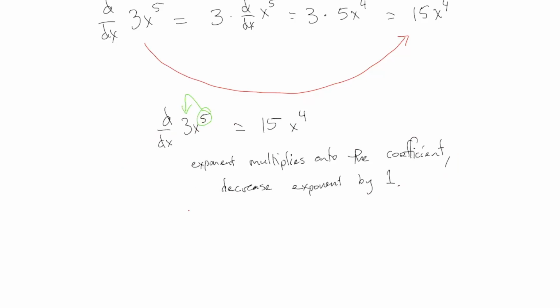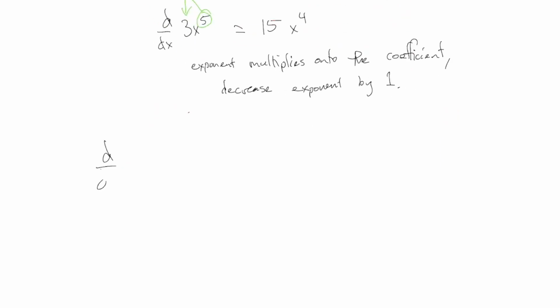So, for example, we can do some fancier ones. I could do the derivative of 8x to the 5. What's that going to be? Somebody want to shout it out? Do what I said. You multiply the exponent onto the coefficient and then decrease the exponent by 1. What do you get? 40x to the 4th. I agree. Yeah. That's all there is to it.